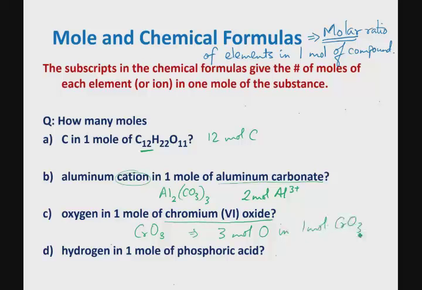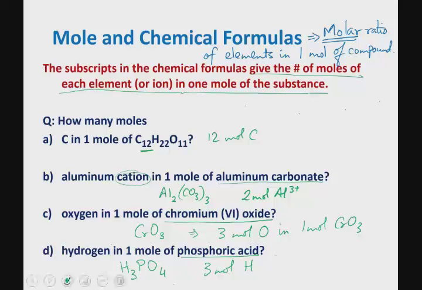Hydrogen in 1 mole of phosphoric acid. Phosphoric acid chemical formula is H3PO4. So therefore there are 3 moles of H in 1 mole of phosphoric acid. So once again, the subscripts in the chemical formula of compounds give us the number of moles of each element or ion in 1 mole of the substance. So that's the molar ratio that we get from here.